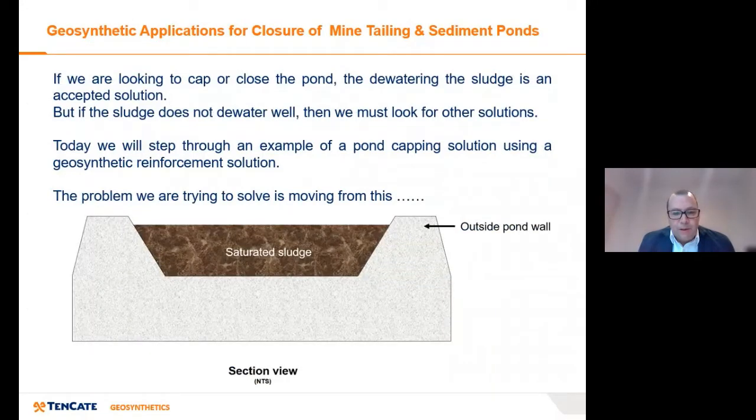So this is the classic situation where you've got your pond wall and your saturated sludge inside. One way of putting the cap on, rather than just building on top of the saturated sludge, is to dewater it, and that'll be the discussion around the next talk. But not all sludge actually dewaters that well. It might be that we've put it in too quick, or you're in a high rainfall area, or perhaps the nature of the sludge is such that it just doesn't consolidate.